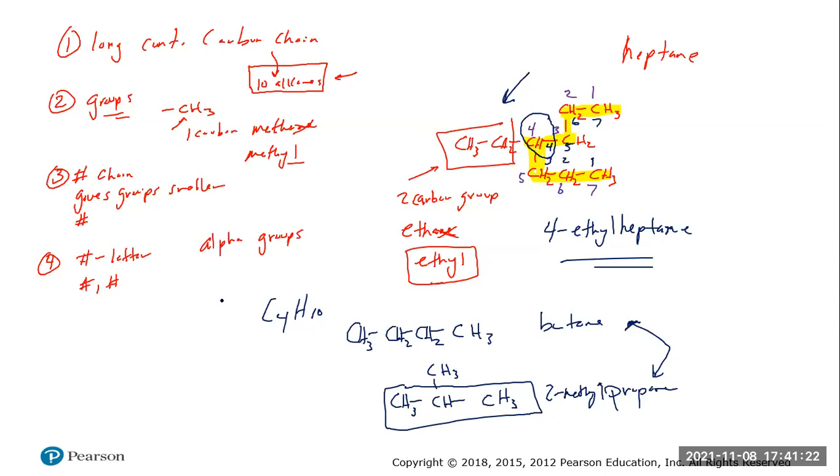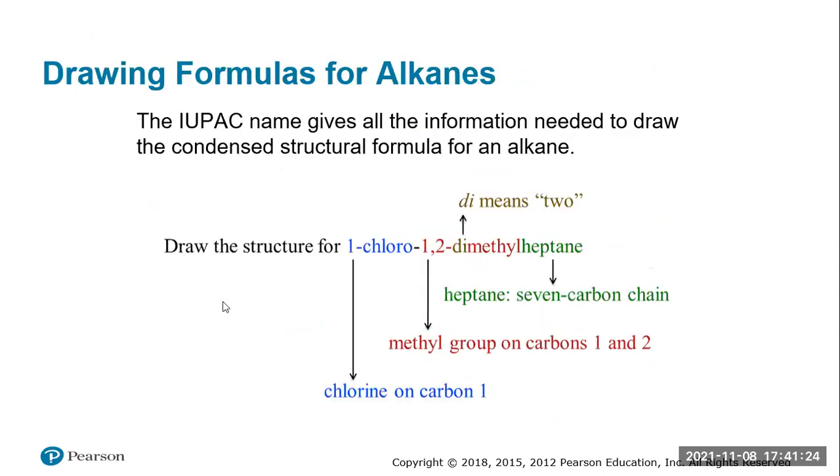Okay, so as we also talked about last time during discussion, when we do have the name, you always want to work your way backwards. So if we were to draw this name here, which is 1-chloro-1,2-dimethylheptane, the key is really to work backwards. We start with the last part, which is heptane. Heptane tells us that it is 7 carbons.